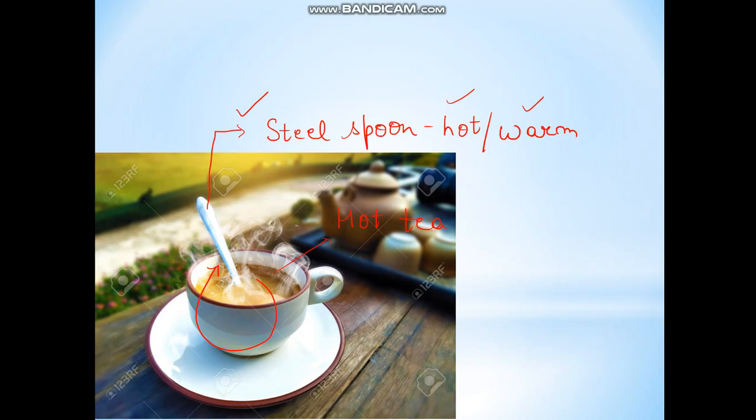Now I told you how to find out whether heat transfer has taken place or not. The first step is that first of all you have to find out whether there is any temperature difference between the two objects. Here our first object is the tea and the second object is the spoon, right? This tea is hot, so let's assume that the temperature of this tea is 55 degrees Celsius, right? And the temperature of this spoon, let's assume, is 20 degrees Celsius, right?